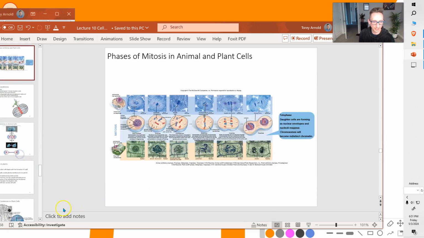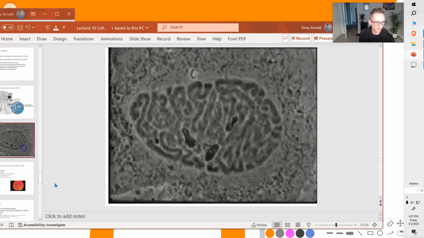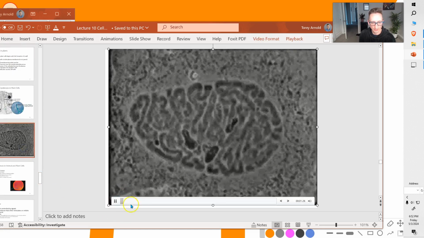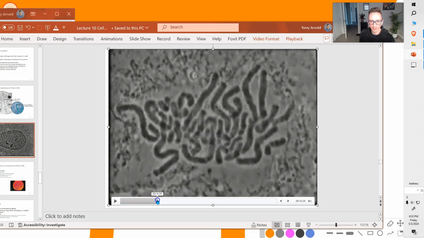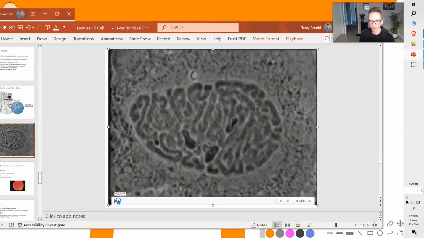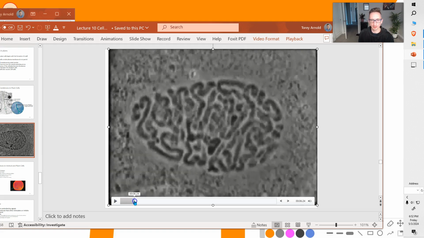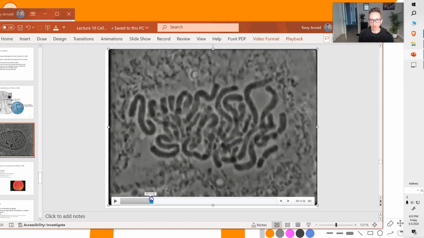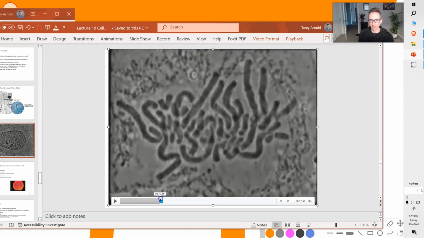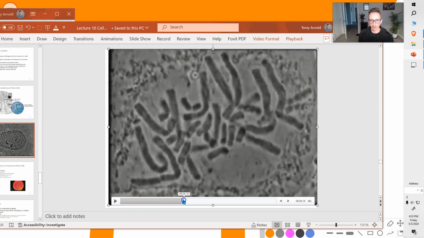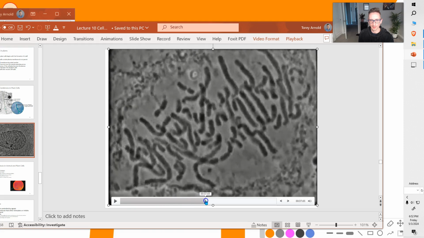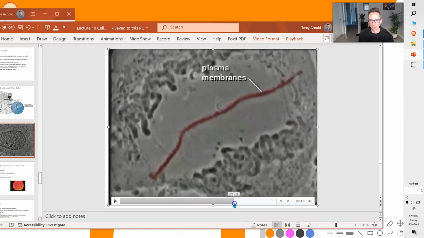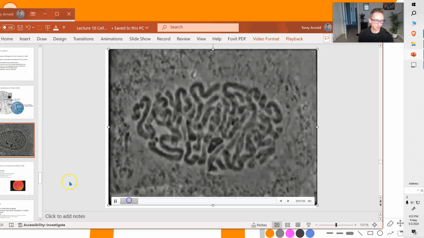This is a plant cell, but it's a really good one to see. You can see the chromosomes so well in this one. So that'd be like early prophase, and then late prophase where the nuclear envelope breaks down. And then you can just really see those chromosomes so beautifully line up in the middle and then split up with anaphase. It's really cool.